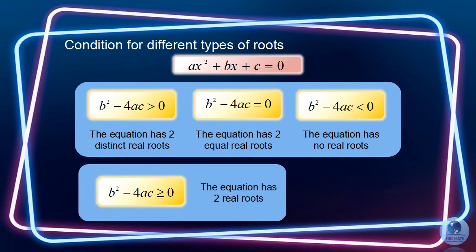Let's revise on the chapter condition for different types of roots. If b squared minus 4ac is greater than 0, the equation has two distinct real roots. If b squared minus 4ac equals to 0, the equation has two equal real roots. If b squared minus 4ac is lesser than 0, the equation has no real roots. And if b squared minus 4ac is greater or equals to 0, the equation has two real roots.